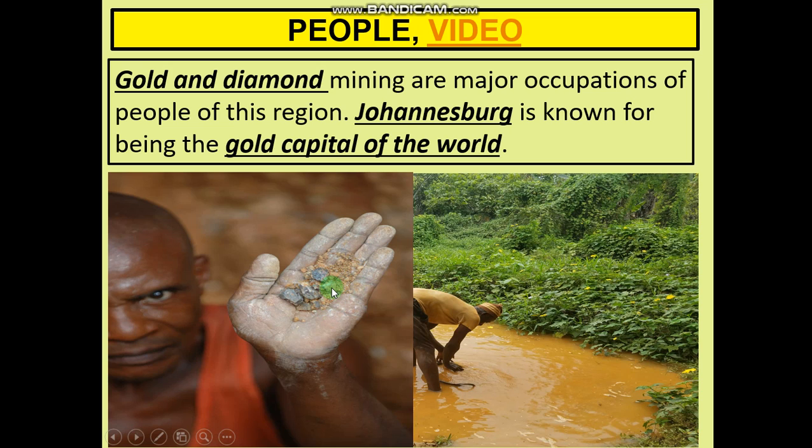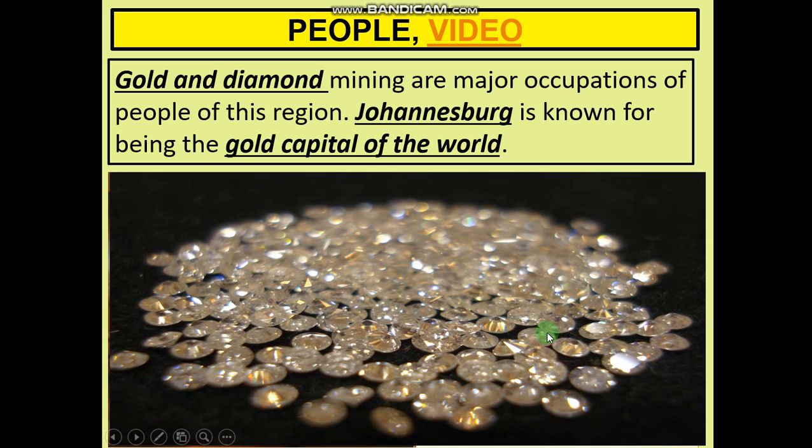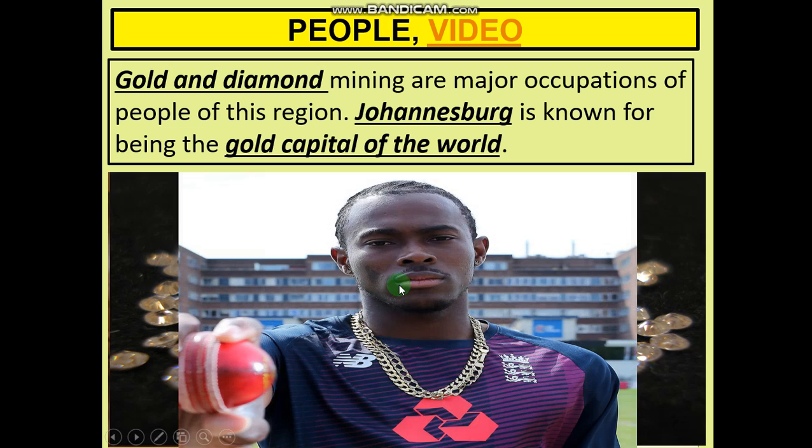Thereafter it is dried up, polished, and finally given the shape of this shiny product, which is known as gold bars. And diamonds are also very popularly found in the Veld region. That's why Johannesburg is also known as the gold capital of the world. As you can see, the cricketers of the West Indies or Africa are very fond of gold.